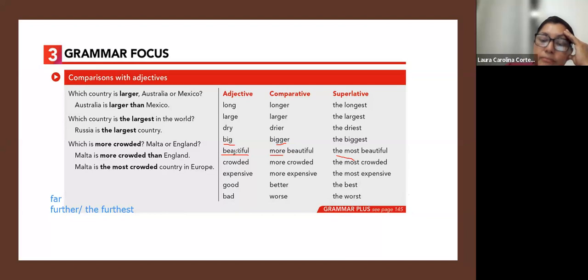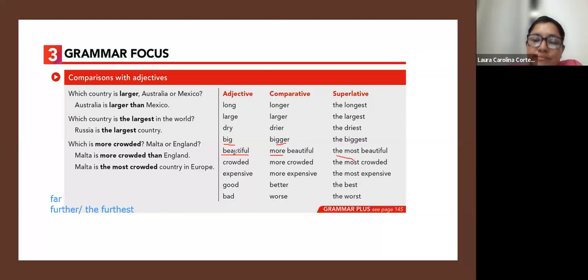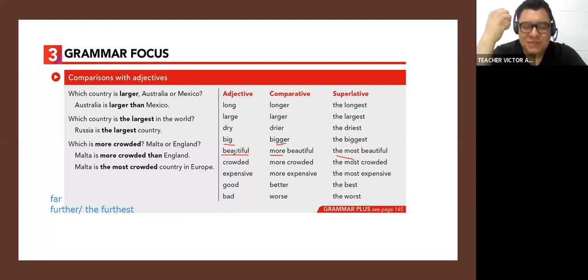Right. Expensive, how many syllables do we have in expensive? Expensive, 3, right? So in that case, we use more. But imagine if I say long. Long, like long in that case. It's only 1 syllable, so it's not necessary to use more. We use only longer for comparatives.